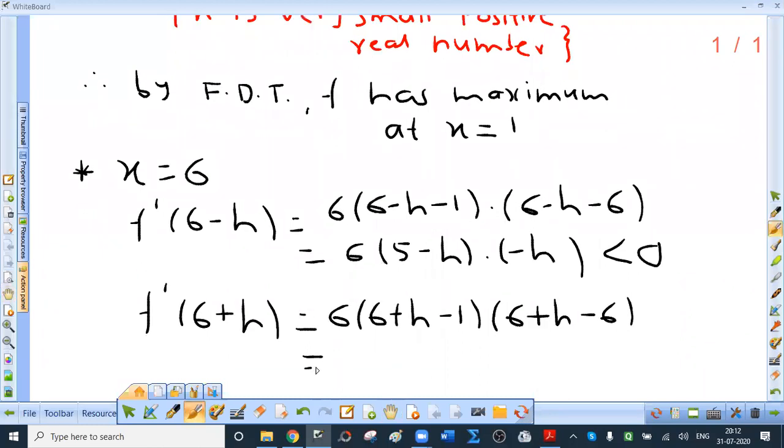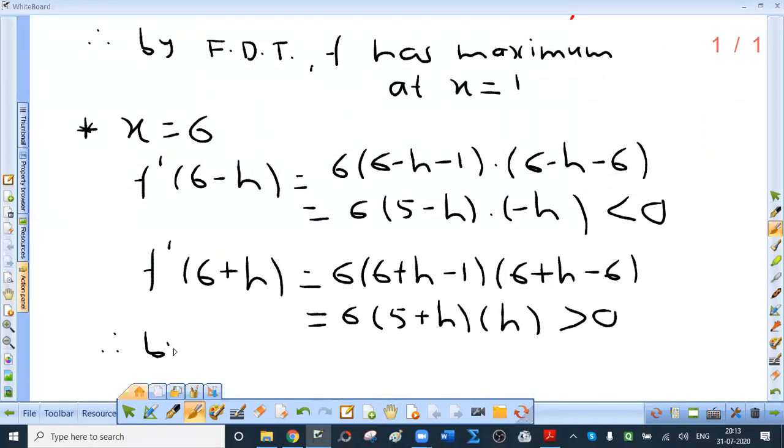So this is nothing but 6 into (5 plus h), which is definitely positive, into h. Clearly, this is greater than 0. So after this you have to write, so by first derivative test, the function f has minimum at x equal to 6.